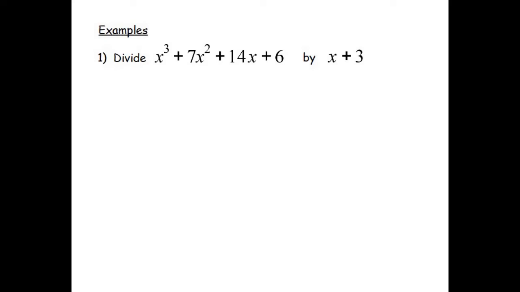So we've got: divide x cubed plus 7x squared plus 14x plus 6 by x plus 3. So your bus stop goes down. This goes on the inside, so your polynomial on the inside.